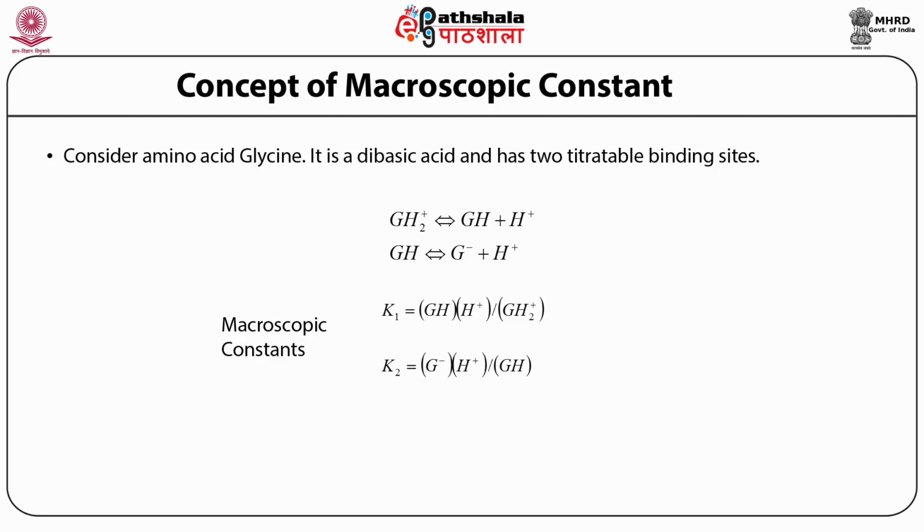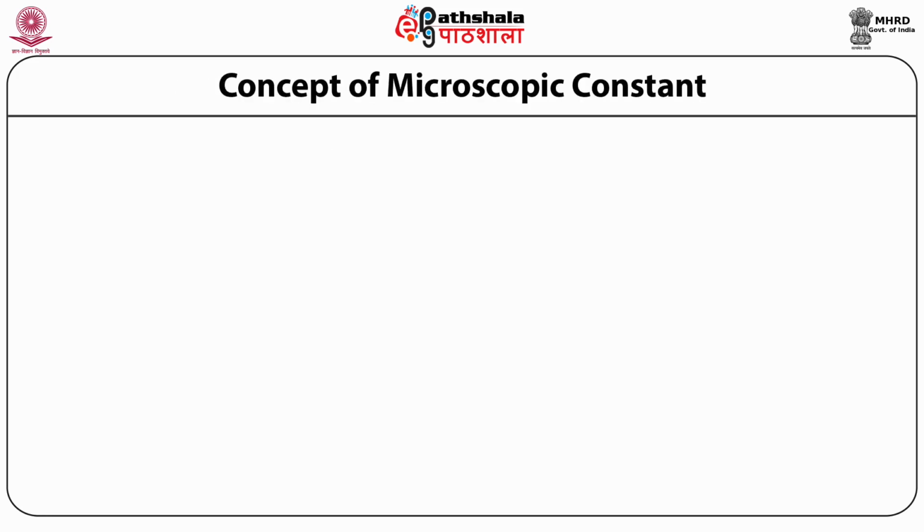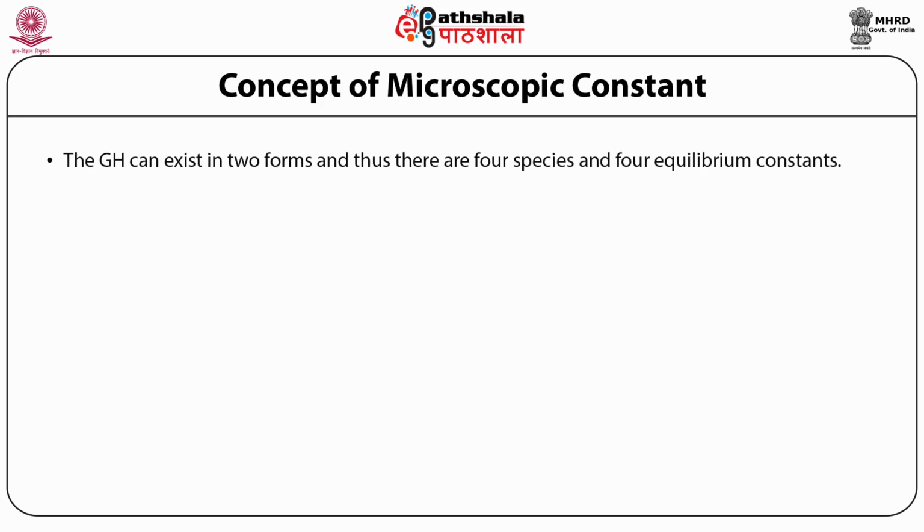So this is the simple concept of macroscopic constant. We are just considering dissociation of one H from GH2+. Which H? Concept of microscopic constant. The thing I told you is that GH, or glycine, exists in 2 forms, and so there are 4 species, not simply 2 species.